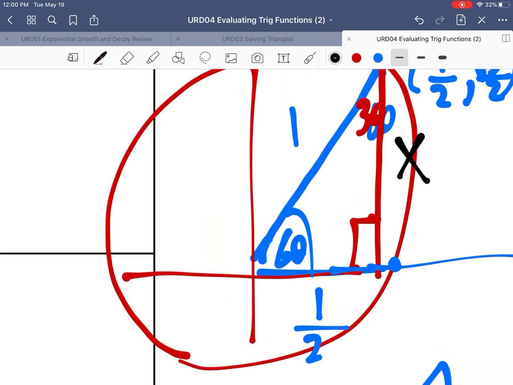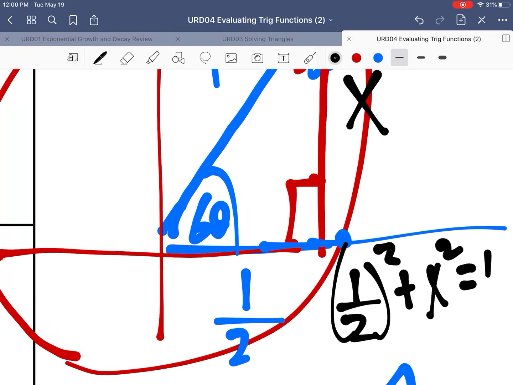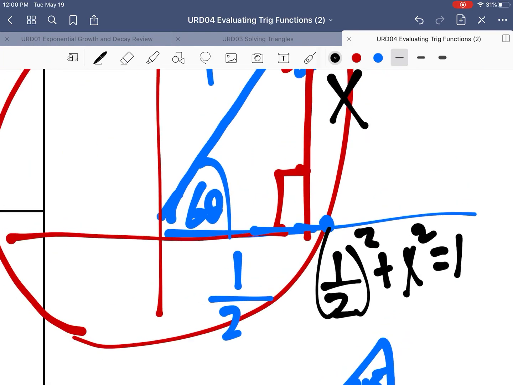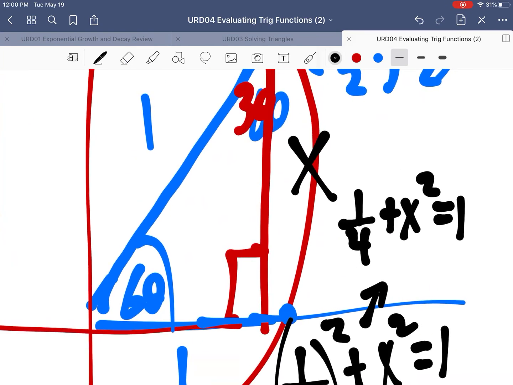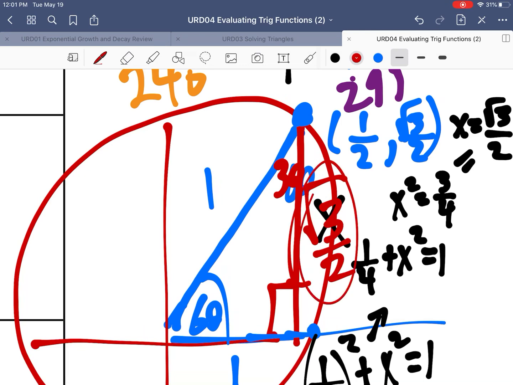So now if we need to find the remaining side over here, we can just use the Pythagorean theorem. So 1/2 squared plus x squared equals 1. I'm going to work upwards here just so you can see a little better. So we're going to get 1/4 plus x squared equals 1. If we solve that, we get x squared equals 3/4 by subtracting the 1/4 to the other side. And by square rooting both sides, x will equal radical 3 divided by radical 4, which is 2. So this side is radical 3 over 2.